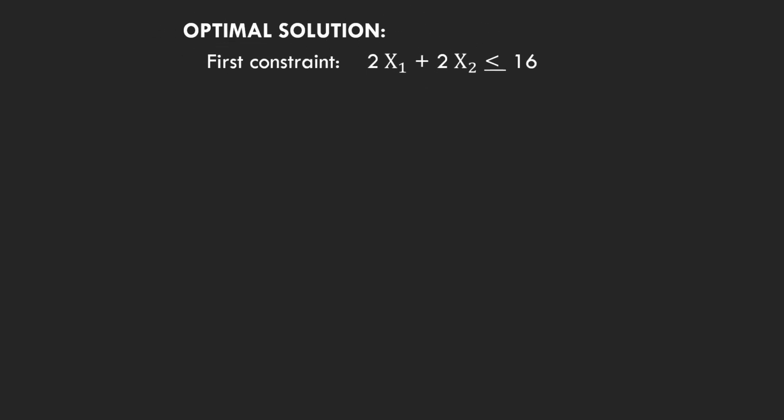To find the optimal solution, we will illustrate the elimination method. To begin the elimination method, we will select 2x1 plus 2x2 equals 16 and x1 plus 2x2 equals 12.